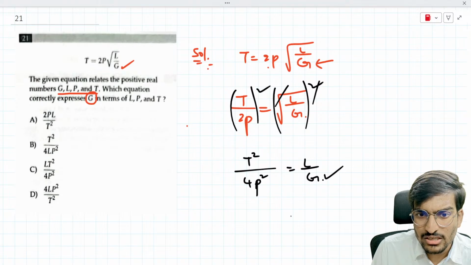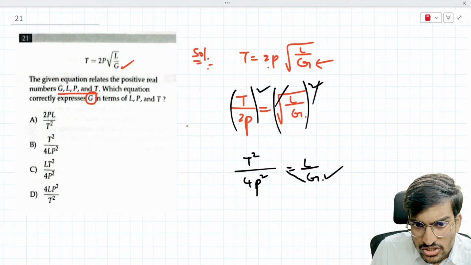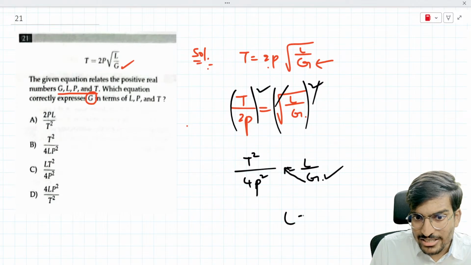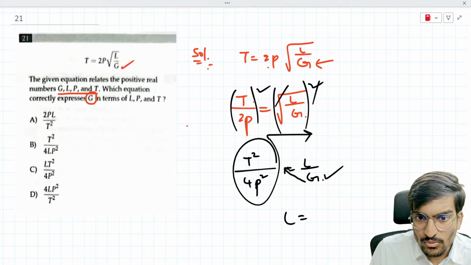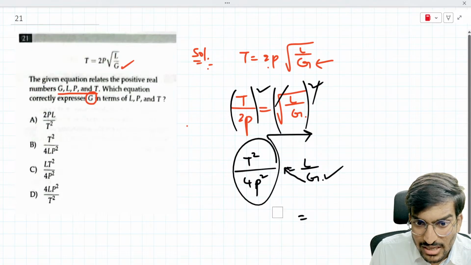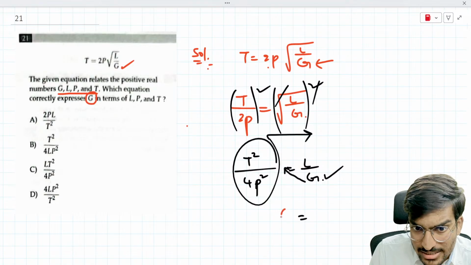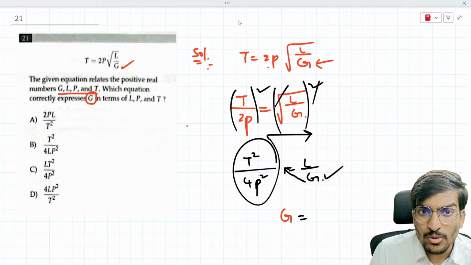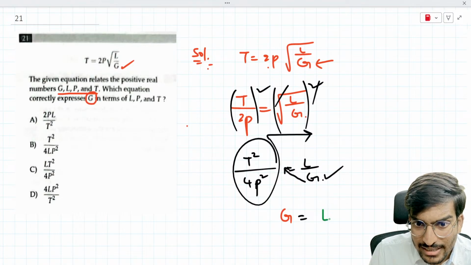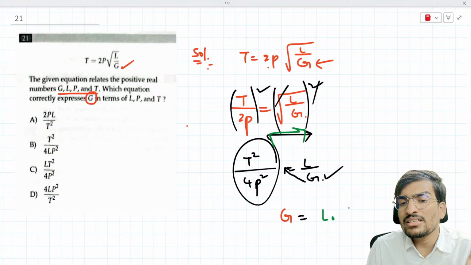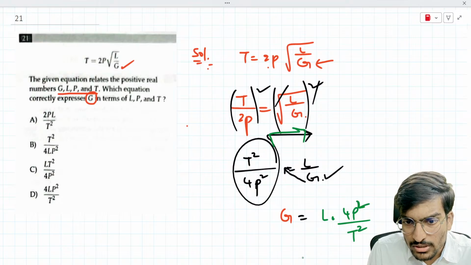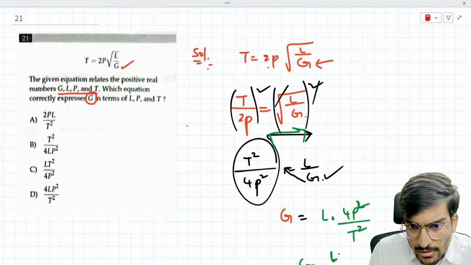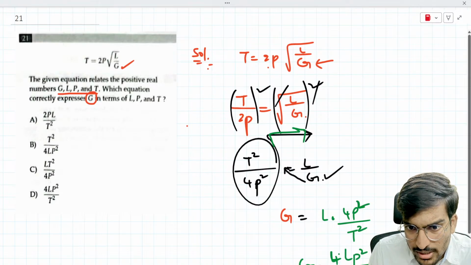We need G. I will send G to the LHS and send this complete term to the RHS. G is in the denominator, so it will become the numerator. When you transpose a fraction, the denominator becomes the numerator and the numerator becomes the denominator. So what do we end up with? 4 L P square by T square.